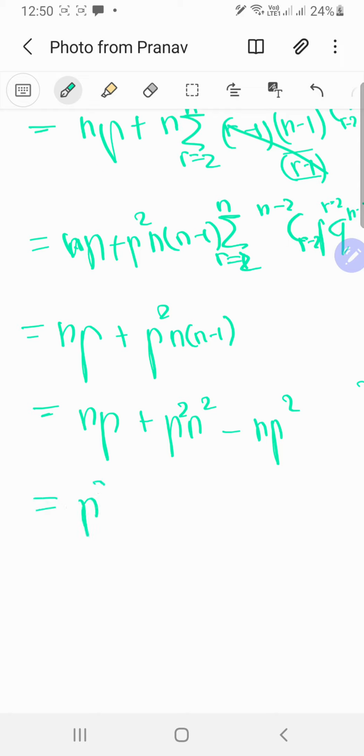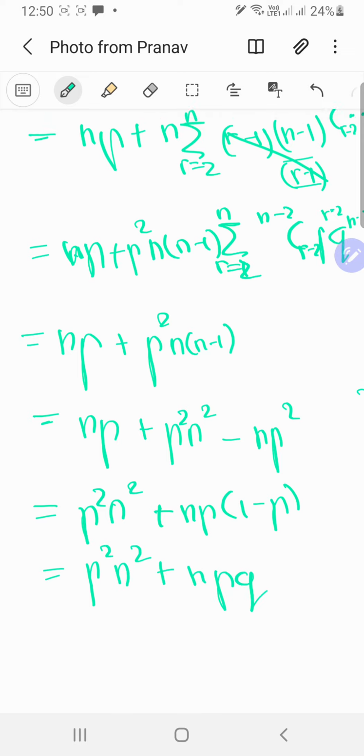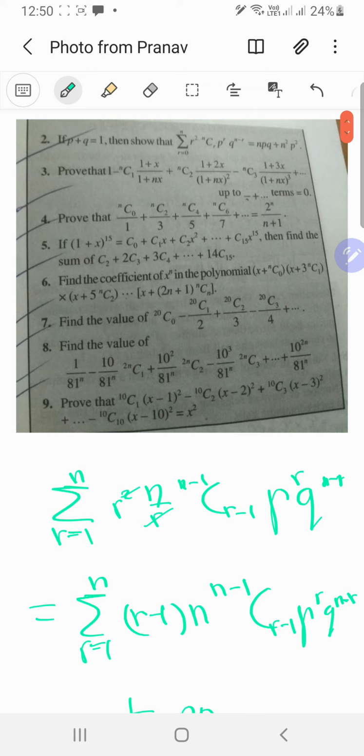So we can write it as p squared n squared plus np into 1 minus p. And notice 1 minus p is just q, so it's like p squared n squared plus n into p into q. Is that the answer? Well, yes, it is. Okay, cool. So that thing's done. I will see you in the next video.